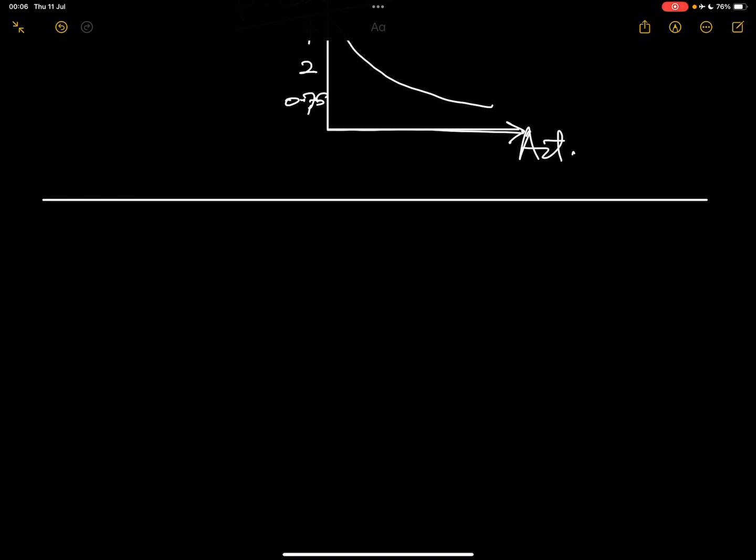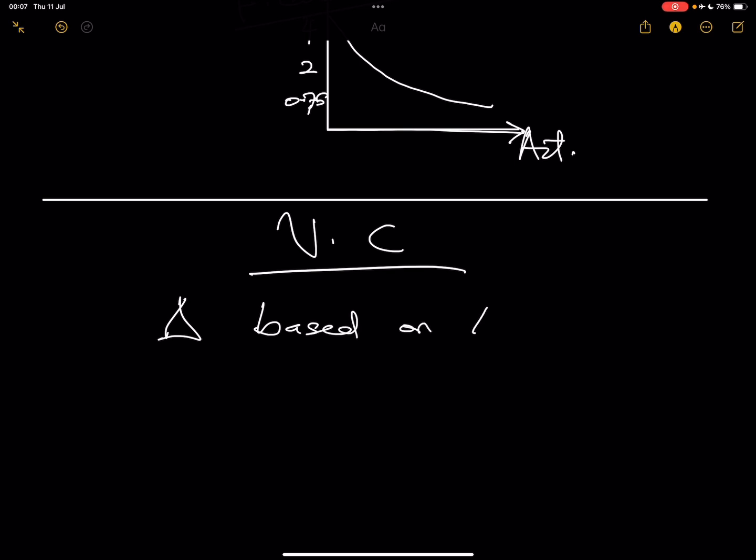Because it's very important. Now let's look at variable cost. Variable cost is the type of cost that will change based on activity level. So this changes based on changes in activity level.